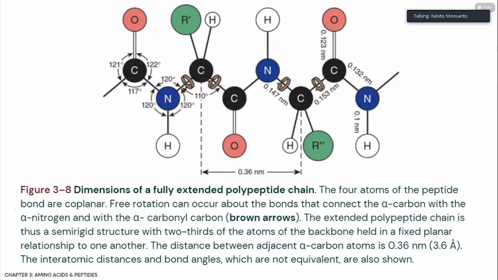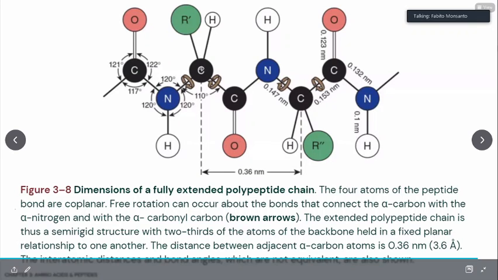So from one alpha carbon to another. So one alpha carbon, this is alpha carbon, to another alpha carbon. The length here is 0.36 nanometer.